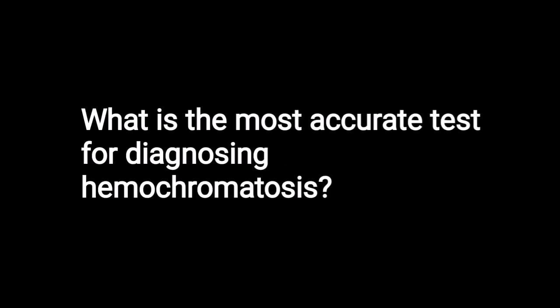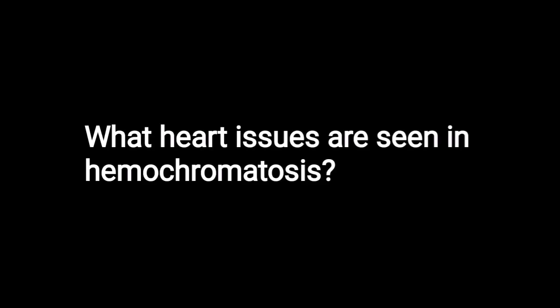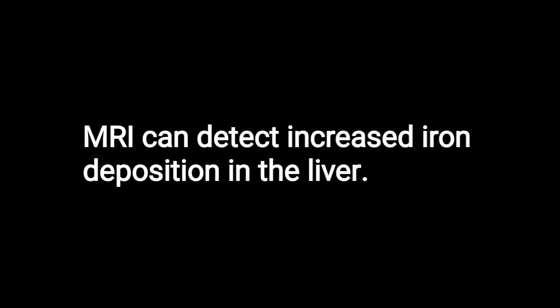433. What is the most accurate test for diagnosing hemochromatosis? A liver biopsy, which can confirm excess iron deposition. 434. What heart issues are seen in hemochromatosis? Conduction defects and dilated or restrictive cardiomyopathy. 435. How can MRI help diagnose hemochromatosis? MRI can detect increased iron deposition in the liver.